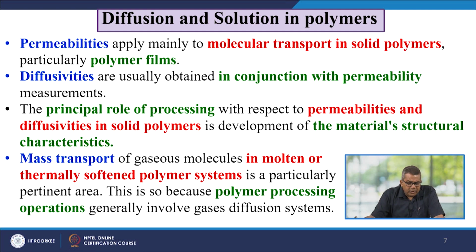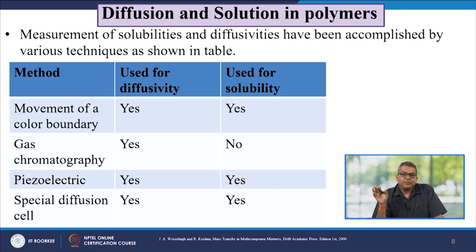Another thing is that permeability applies mainly to molecule transport in solid polymers, particularly polymer films, and diffusivities are usually obtained in conjunction with permeability measurements. The principal role of processing with respect to permeability and diffusivity in the solid polymer is usually developed for the material structure characteristics. Mass transport of gaseous molecules in molten or thermally softened polymer systems is a particularly pertinent area, because polymer processing operations generally involve gas diffusion systems.